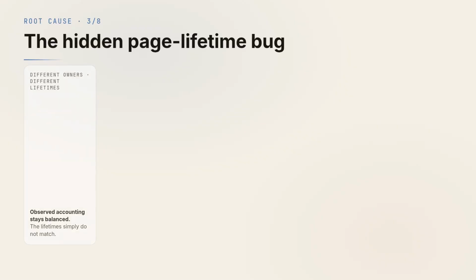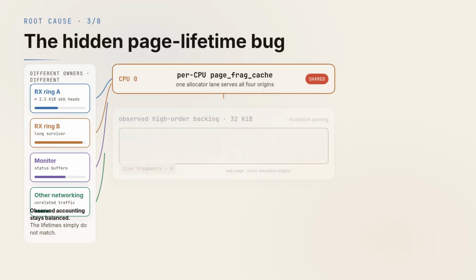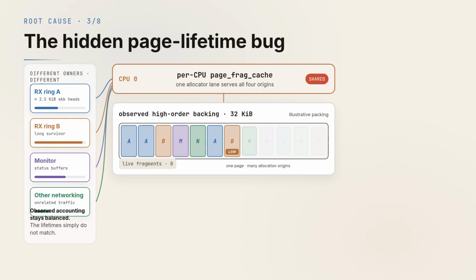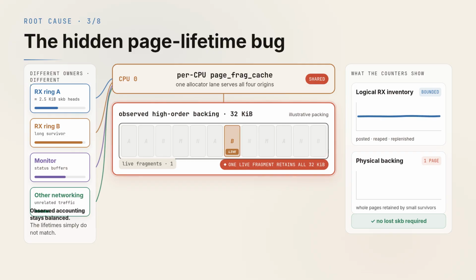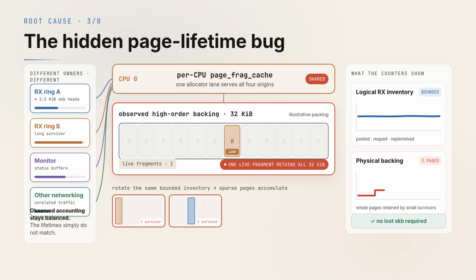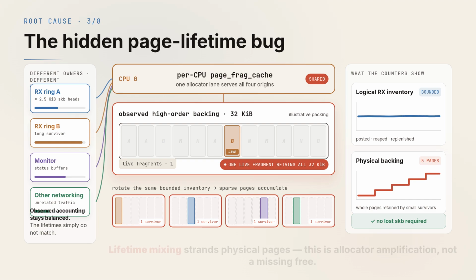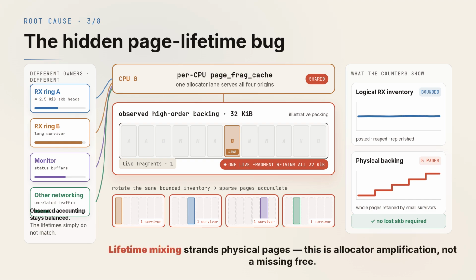Each socket buffer head needs roughly 2.5 kilobytes. Dev-alloc SKB takes fragments from a shared per-CPU page frag cache. Ring A, Ring B, monitor traffic, and unrelated networking can occupy the same backing page. When all but one fragment are freed, that survivor still pins the entire page. Repeating this across a bounded rotating inventory grows physical backing without losing a logical buffer.